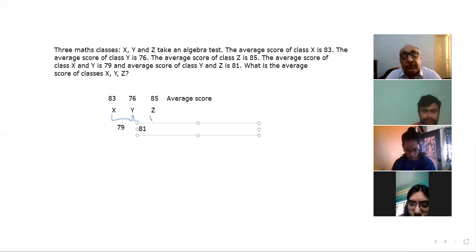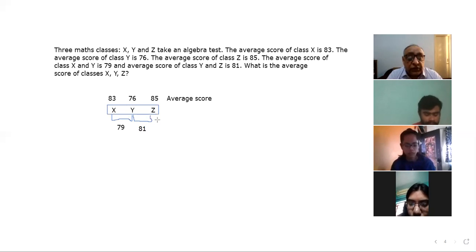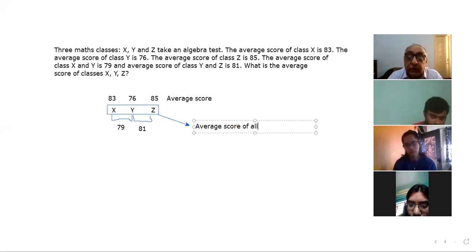And what we need to find is the average score of all three classes. So this is the point which we need to find out. The entire statement has been summarized into this much only, and it is very much clear to you now what we have to do.